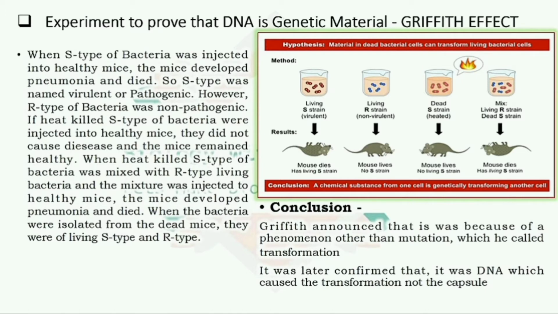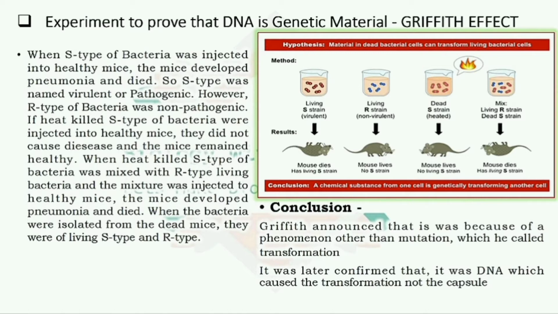First strain is S type, which is capsulated and forms smooth colonies on a synthetic medium, and the second type of strain is R type, which is non-capsulated and forms rough colonies on synthetic medium. So he selected both of these strains and carried on his experiment.